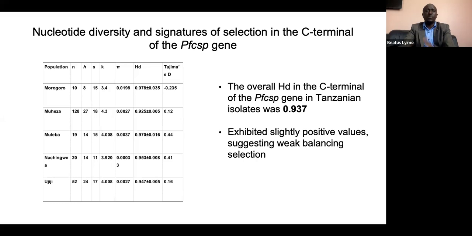but the overall value was 0.937, which is close to what has also been reported in other countries in Africa. So it means it is similar to the nucleotide diversity and other parameters. They show that the diversity was not that much different compared to other diversity values which have been reported in other countries in Africa and globally.